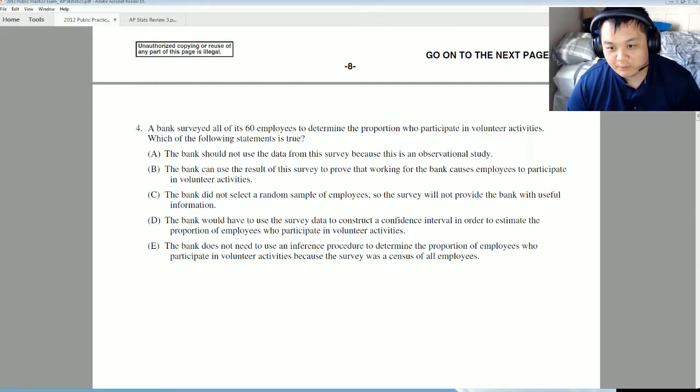D. The bank would have to use the survey data to construct a confidence interval in order to estimate the proportion of employees who participate in volunteering activities.